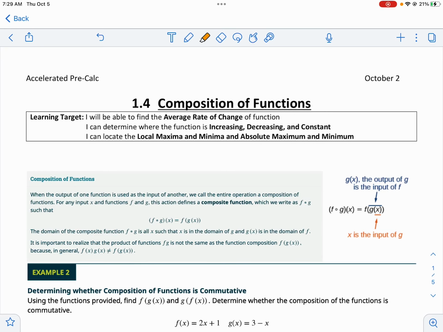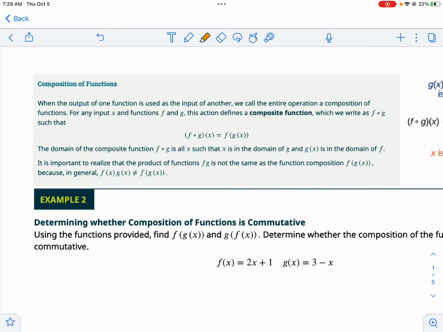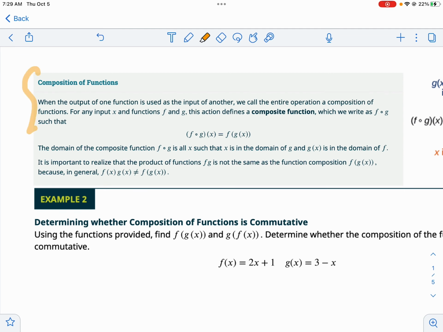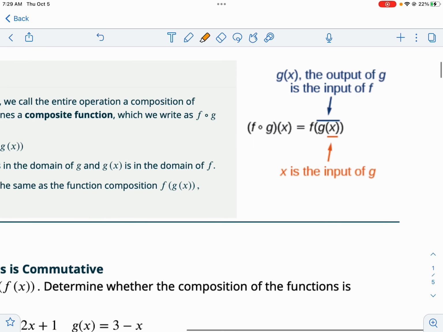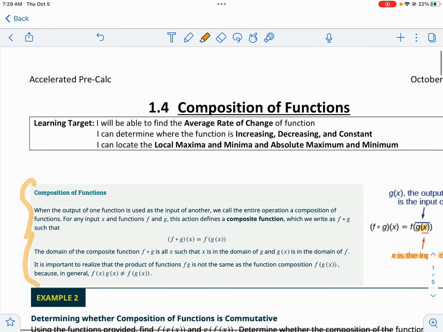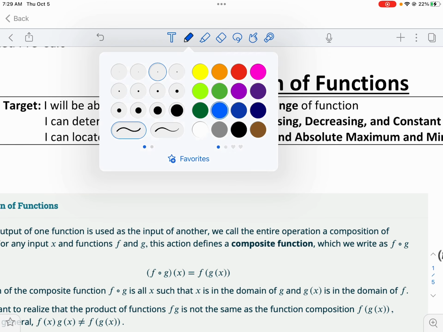Or composition of functions. So they give you this whole definition. It's kind of confusing to read. The idea is X is the input of G, and then G is the input of F. And again, that's still confusing. But if you imagine, let's go back to my chicken story.